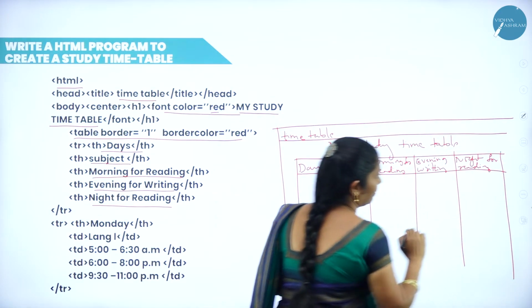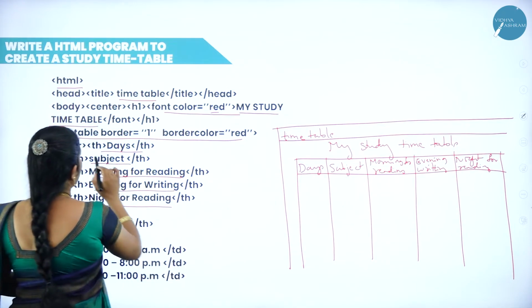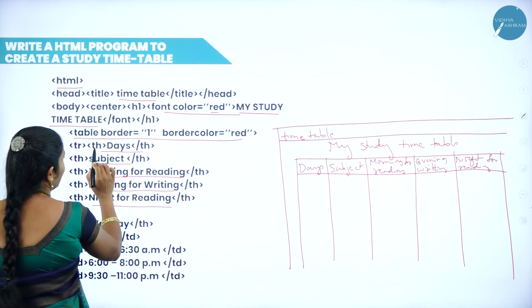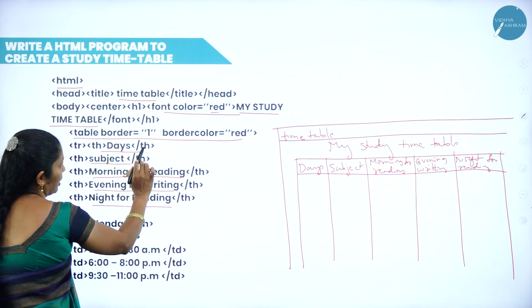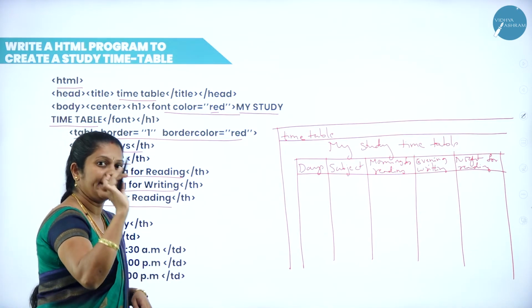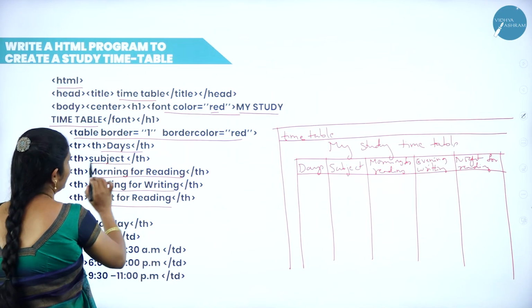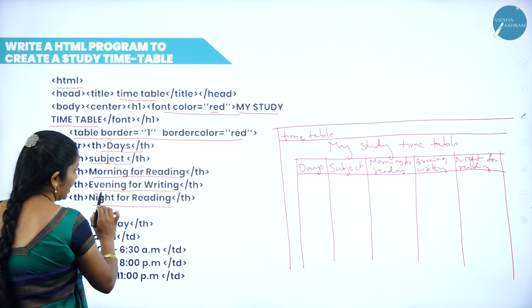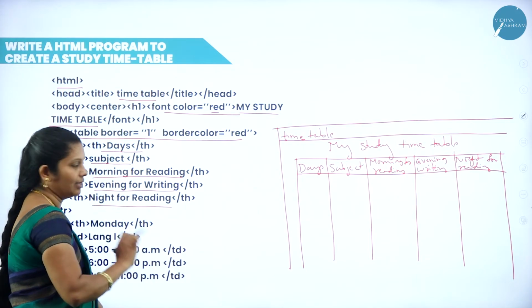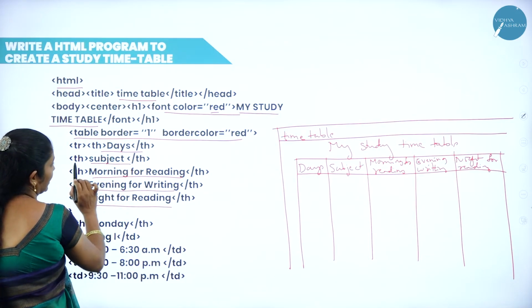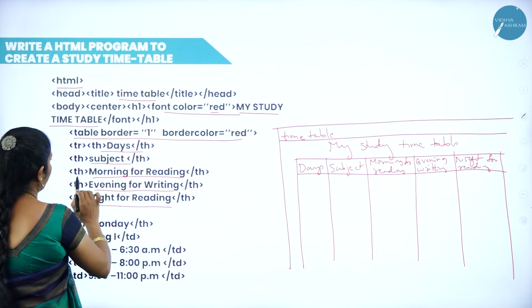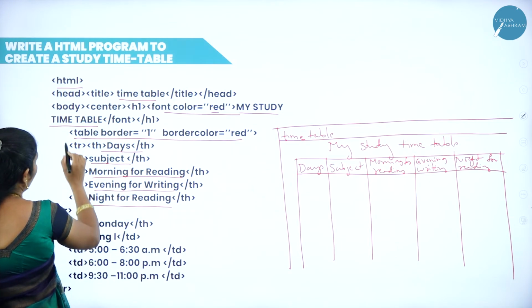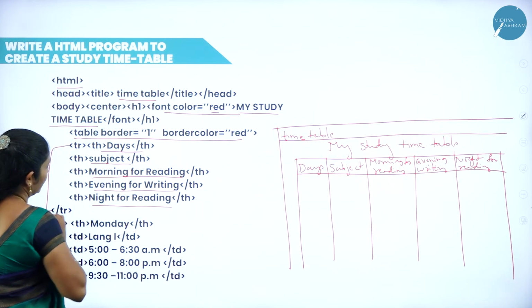Consider this is the table we have created. See, TR means table row. Now the first row has started. In that row we have given TH and closed with TH. It means that in heading format it has to display days, and in the second column subject, morning for reading, evening for writing, night for reading. In all these cases I use a TH and close a TH. Then whichever row we have opened, here we are closing it.